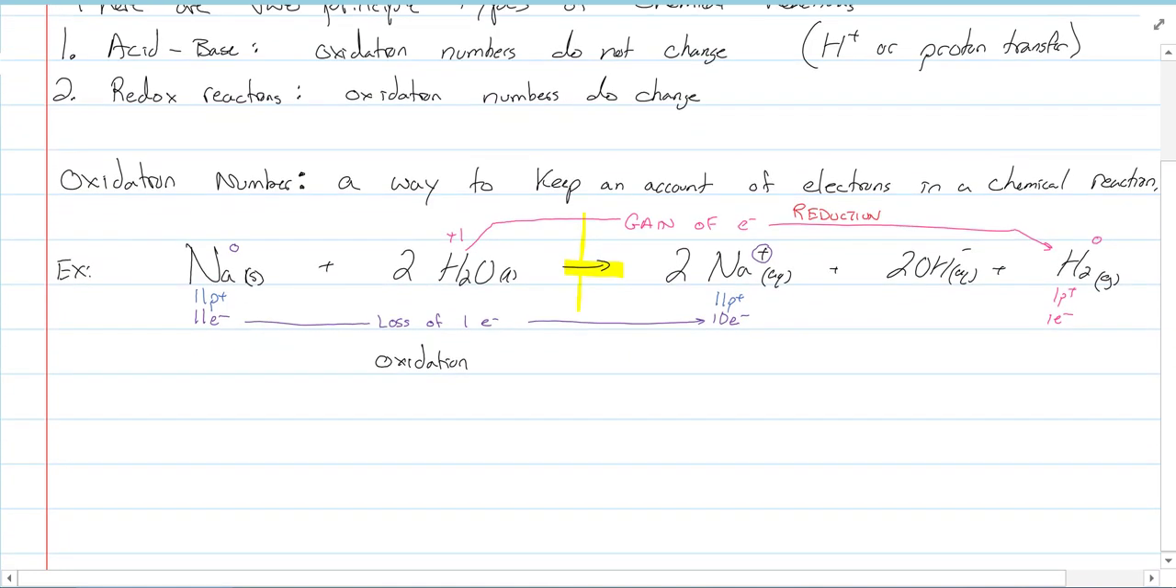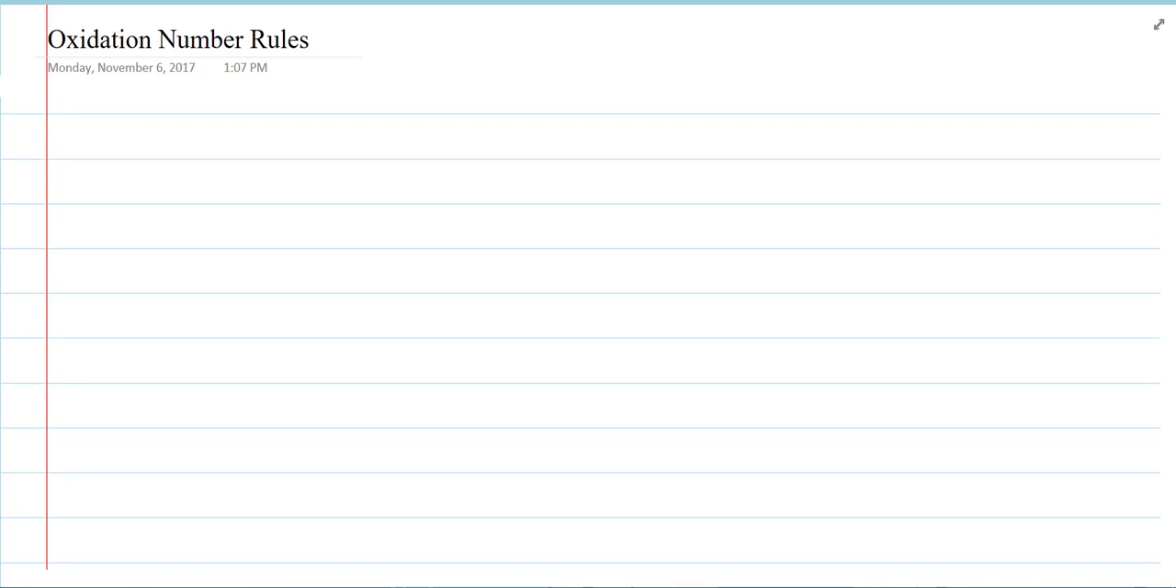So it was pretty obvious with sodium. Yeah, I got it. It's got 11 protons, 11 electrons. It goes to sodium ion. It's 11 protons, 10 electrons. I get that it lost an electron. Okay, fair. What about water going to H2? How is that a gain? Well, let's talk about our oxidation number rules. We have rules for this.